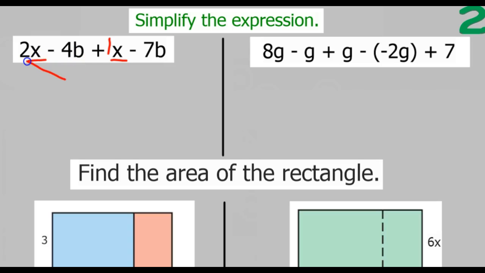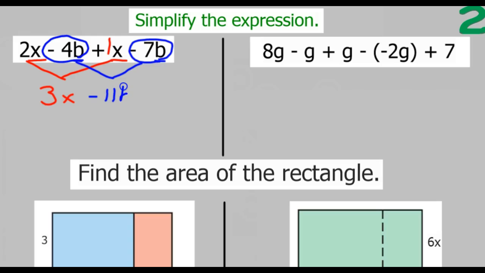I'm going to combine both my x's. 2x plus 1x gives me 3x. Now I have to look to see if I have any more letters. I have a b and another b. Here I have a negative 4b and negative 7b. So negative 4 plus negative 7 gives me negative 11b. Then my answer is 3x minus 11b. I've simplified it. I made the equation smaller and simpler to use.